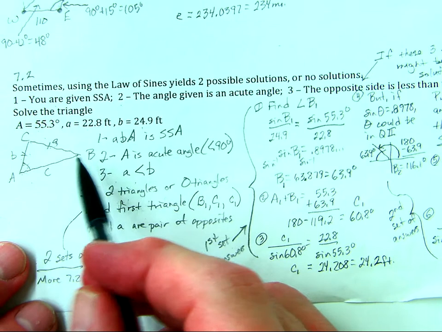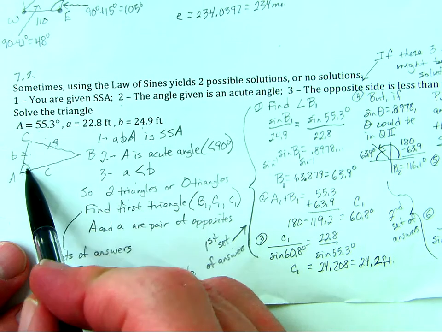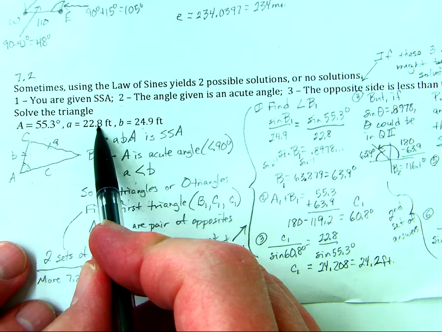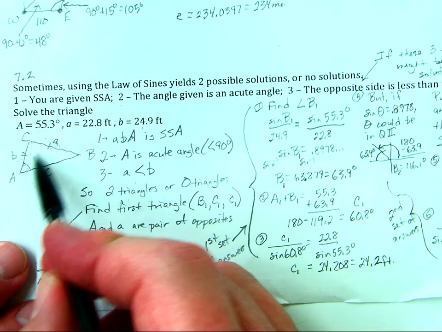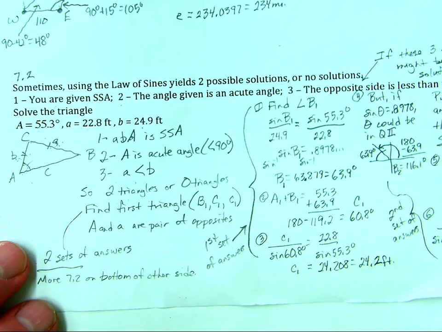So this one fits that criteria. We're given side-angle. Our angle is 55 degrees, so it's an acute angle. And side a is 22.8. That's smaller than side b, 24.9. So the opposite side is smaller than the other side they gave us. So this one has either two solutions or no solutions, one or the other.